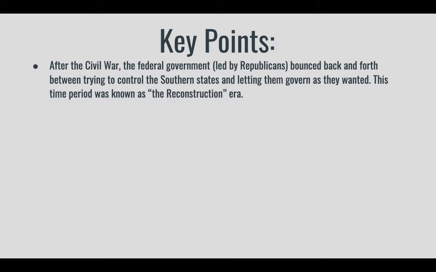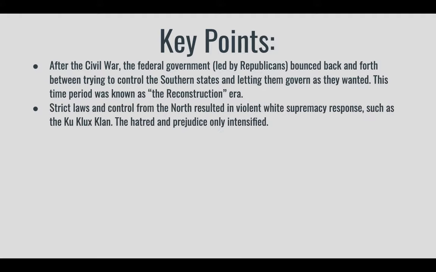And they called this the Reconstruction era because they also were trying to rebuild the South and help its economy since it just lost its free labor. So those strict laws led the South to become even more hateful and prejudiced against African Americans. The KKK, or the Ku Klux Klan, was formed, which is those people with the big white cloaks that were pointed that would walk around with crosses and burn people's houses.